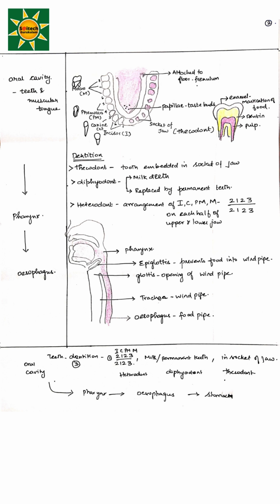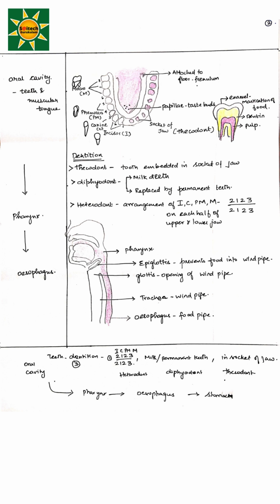And we have four different types of teeth: incisors, canine, premolars, and molars, arranged inside the mouth in the order 2123 slash 2123 on each side of the mouth in the upper and the lower jaw. So the 2123 denotes two incisors, followed by one canine, followed by two premolars, followed by three molars in each side of the mouth.